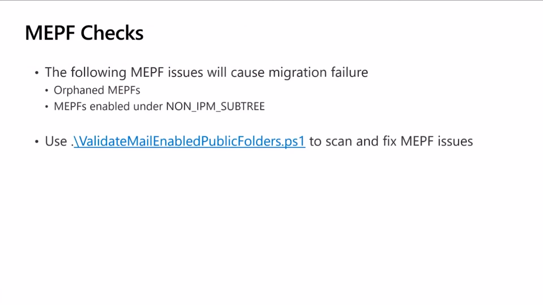Following are common issues encountered during migration with respect to mail-enabled public folders. The source can have orphan mail-enabled public folders, which happens if the Active Directory entry is not associated with the mail-enabled public folder, or if the non-IPM subtree has a public folder that is mail-enabled. The validate mail-enabled public folder script can help you find such mail-enabled public folders and also provide you readily usable output to fix these problems.